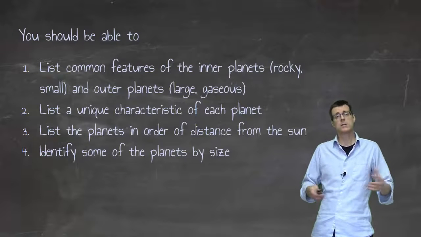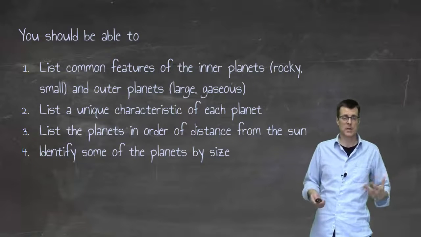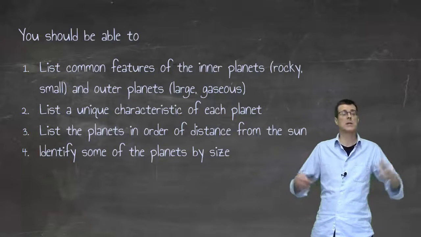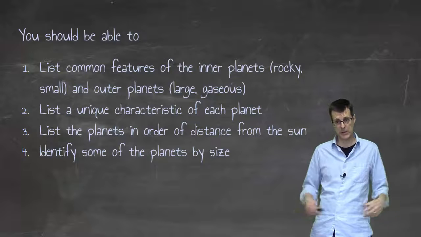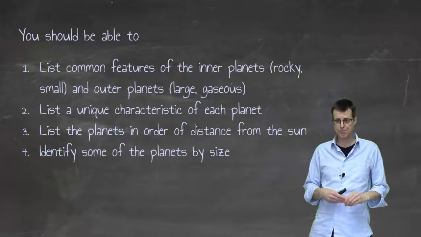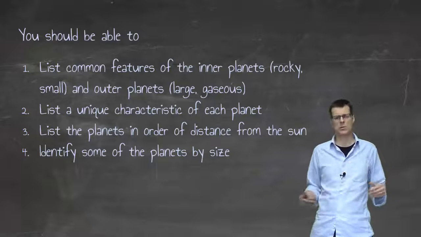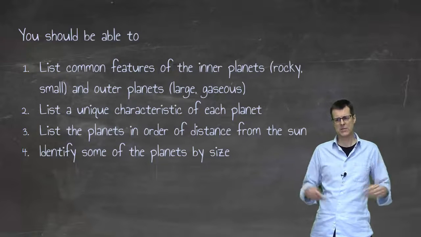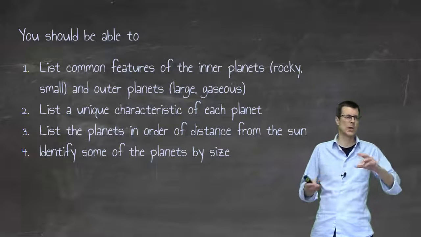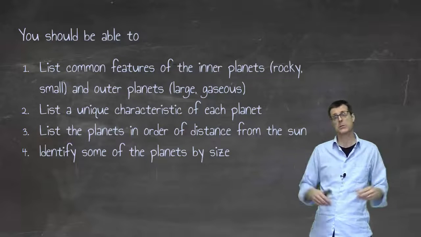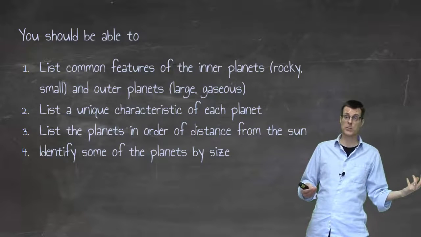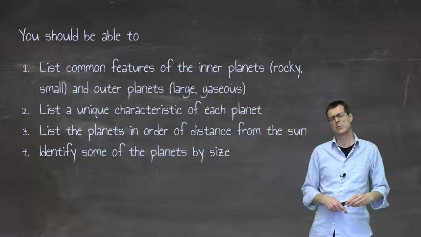Okay, what do we need to know? That was interesting. Well, I want you to know common features of the inner rocky planets, common features of the outer gas planets. I want you to know something unique about each one of those planets. I want you to be able to list them in order of distance from the sun, and some of the planets by size. Now, I'm not going to ask which is bigger, Uranus or Neptune, but things like Jupiter being the largest, Saturn being the second largest, Mercury being the smallest, things like that I think are worthwhile.